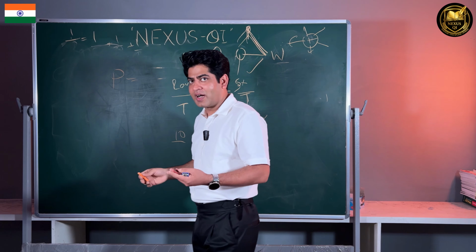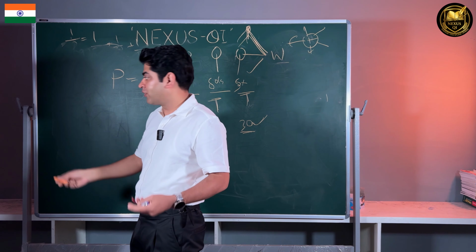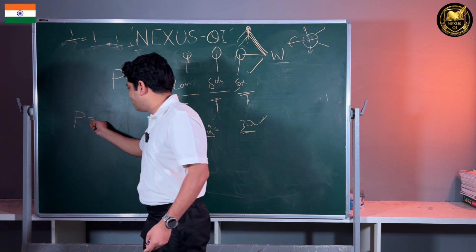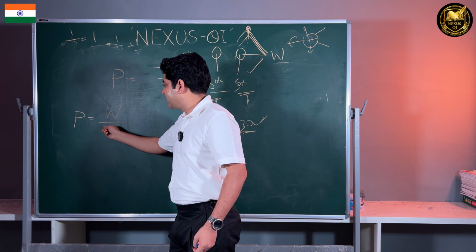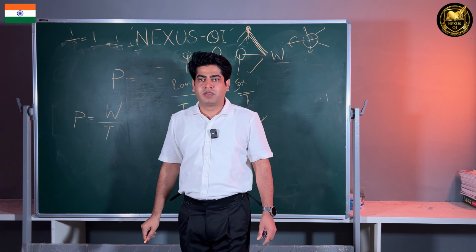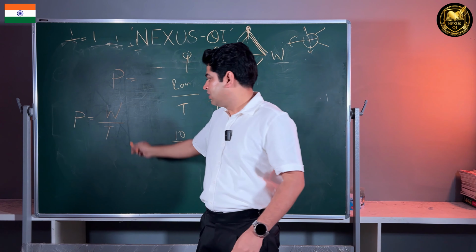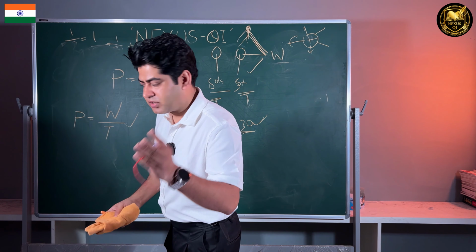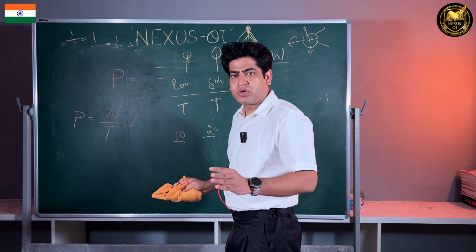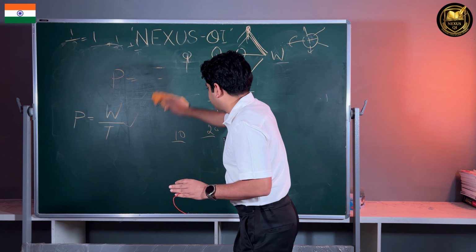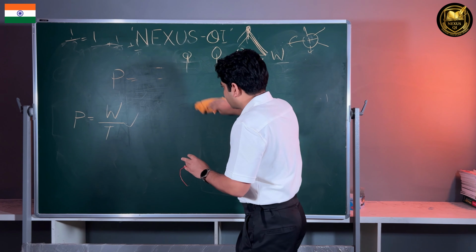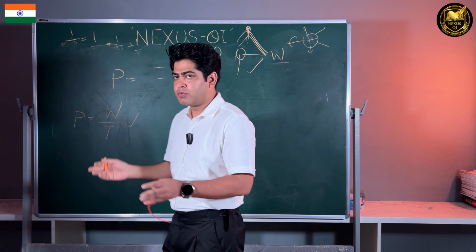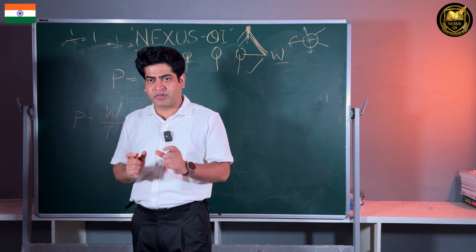So from here we derived the formula: power is equal to work done by time. No need to mug up again. Power is equal to work done by time. But there may be some interconversion of the formula. For that also you need not mug up any interconversion. How we can convert one formula into another formula, we are going to learn. That is called the interconversion chain.